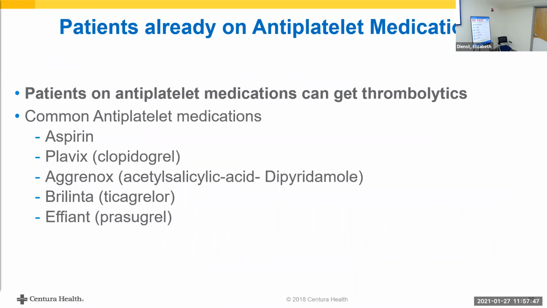Antiplatelet medication. I often hear, well, the patient can't get TPA because they're on Plavix. So those are antiplatelets, and antiplatelets are not anticoagulants. These do not preclude you from getting thrombolytic therapy. And those would be aspirin, Plavix, Aggrenox, Brilinta, and Effient. We do check a platelet level, and that might be the only reason that we don't give a thrombolytic, because if they have a really low platelet level, we're worried about them with an increased chance of bleeding.